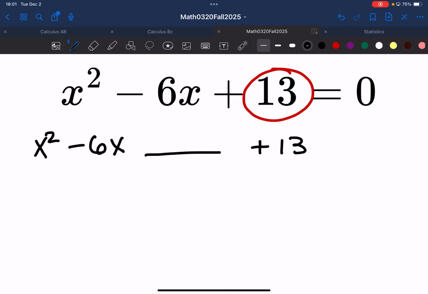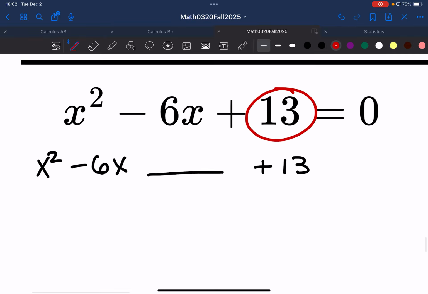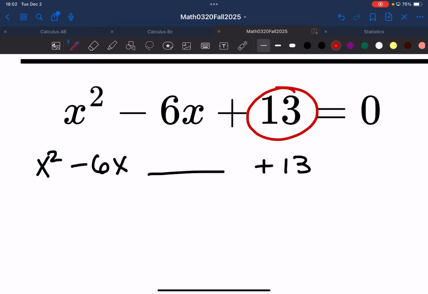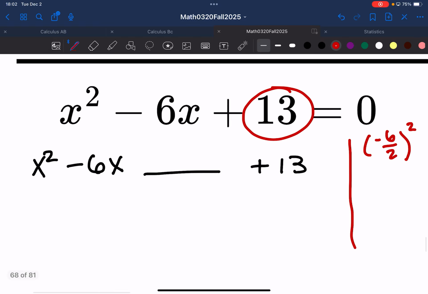So in order to do that, we're still going to take our b value, divide it by 2, and square it. So in this case, what is our b value? 6 or negative 6? Negative 6. So off to the side, I'm just going to write that. That's negative 6 divided by 2 squared. Okay, negative 6 divided by 2 is negative 3. Negative 3 squared is 9. That 9 is going to go here. Okay, and it's a positive 9, so I'm going to write plus 9.